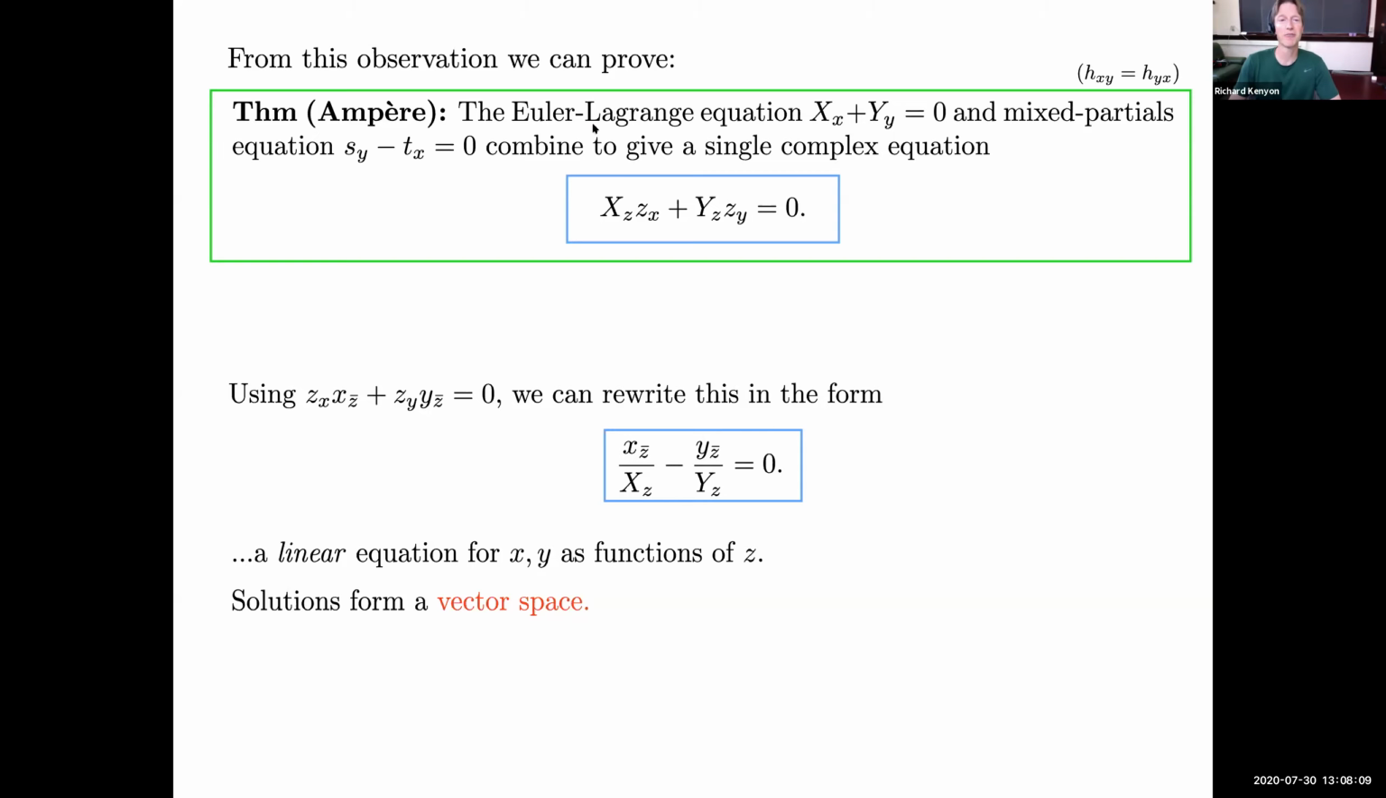Can everybody see my screen? I don't know if I'm on my desktop or the screen. Are we back? Yeah, we can see the theorem of Ampere on your screen.